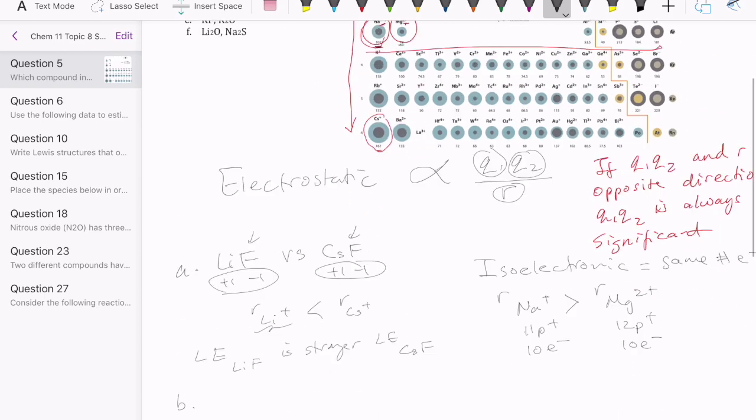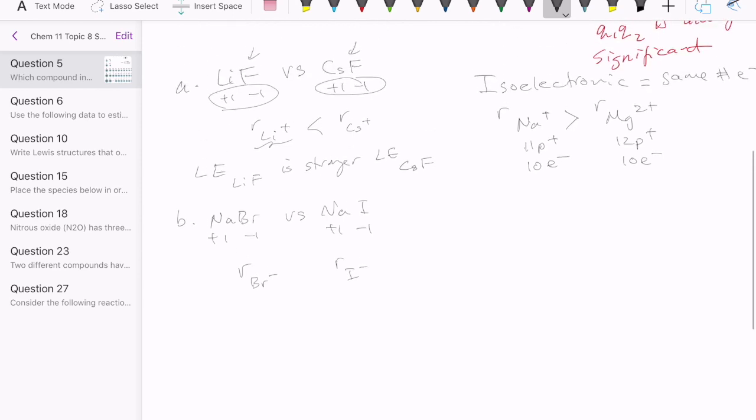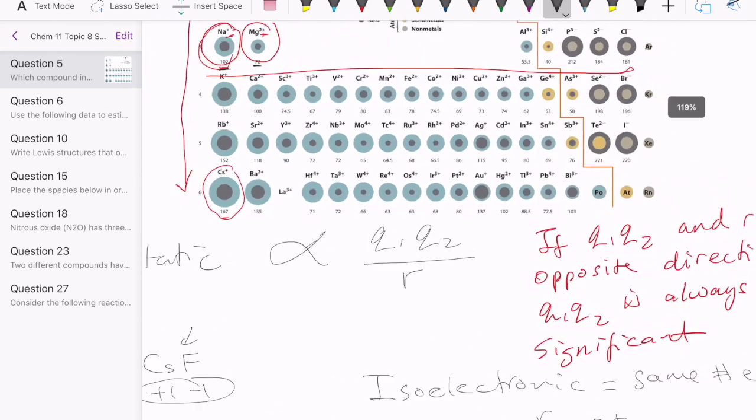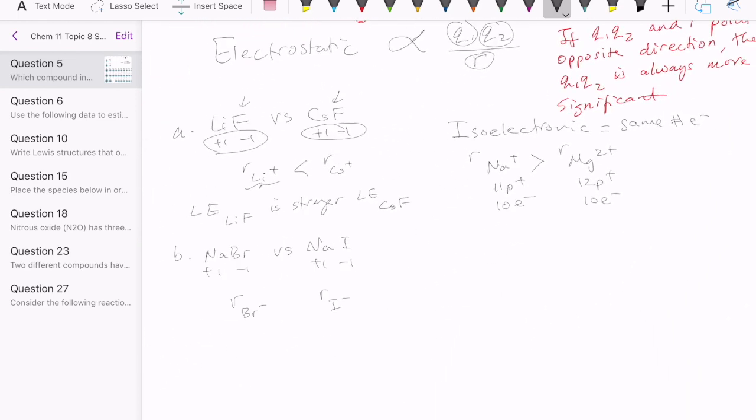Let's go to B now. B is NaBr versus NaI. So let's first look at charges. +1, -1, +1, -1. So again, from a charge perspective, no difference. And then let's take a look at size. Well, sodium is the same in both compounds, so we're not going to care about that one. We'll just compare the size of bromide versus iodide. So looking at the periodic table, or if you remember where these elements are located, bromine is higher compared to iodine, right? Bromine is right here, iodine is below it. So iodide then is going to be a larger ion compared to bromide. So from here, I would conclude that the lattice energy of NaBr is stronger than the lattice energy of NaI.